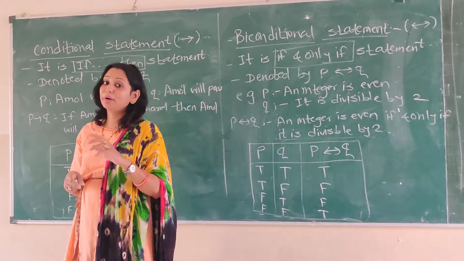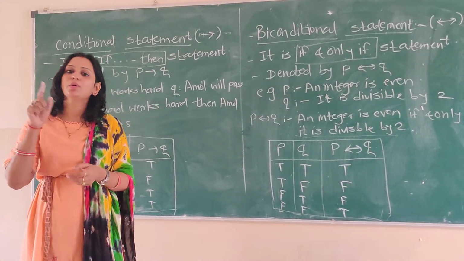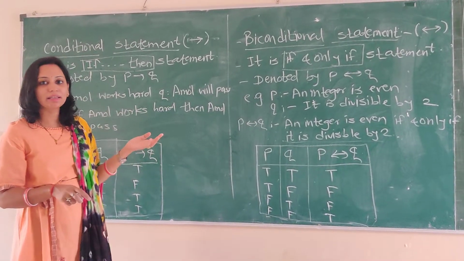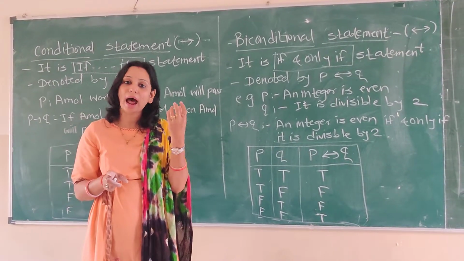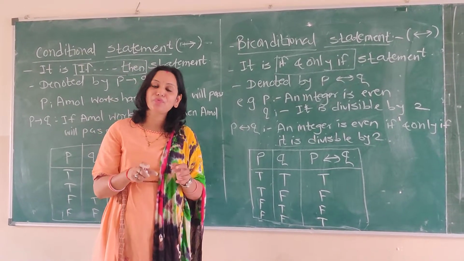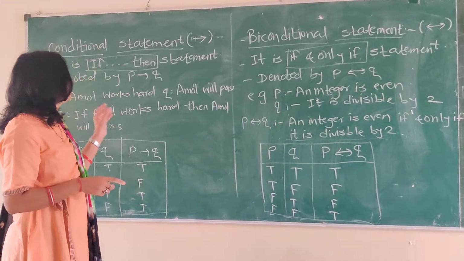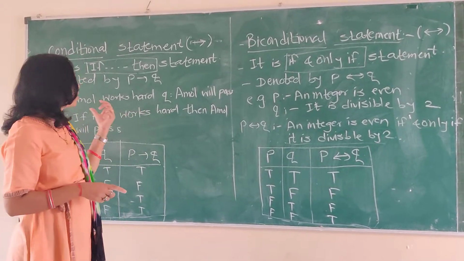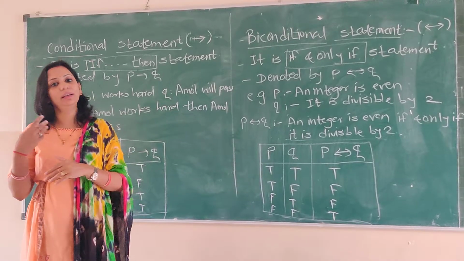In the conditional statement, what I said: if your first condition is true and second is false, you are getting the false value, otherwise it is true. And in the biconditional statement, the truth values of both propositions should be either true or false, but they should be similar. At that time, we are getting the truth value as true. So this is nothing but the conditional and biconditional statements, where conditional is of the type if-then and biconditional is of the type if and only if.